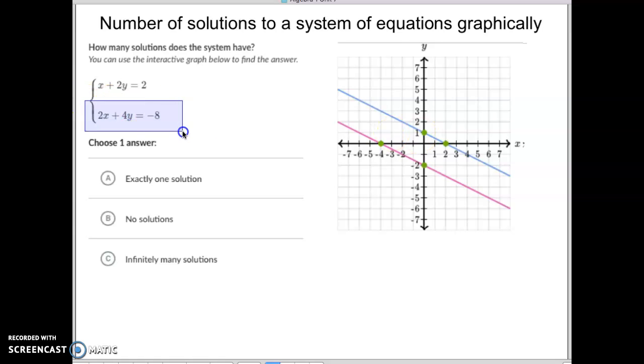Then when we do this one, what do you multiply 2 by to get to negative 8? That would be negative 4. So we graph that at negative 4. And what do you multiply 4 by to get to negative 8? You'd say negative 2. So we graph that at negative 2.